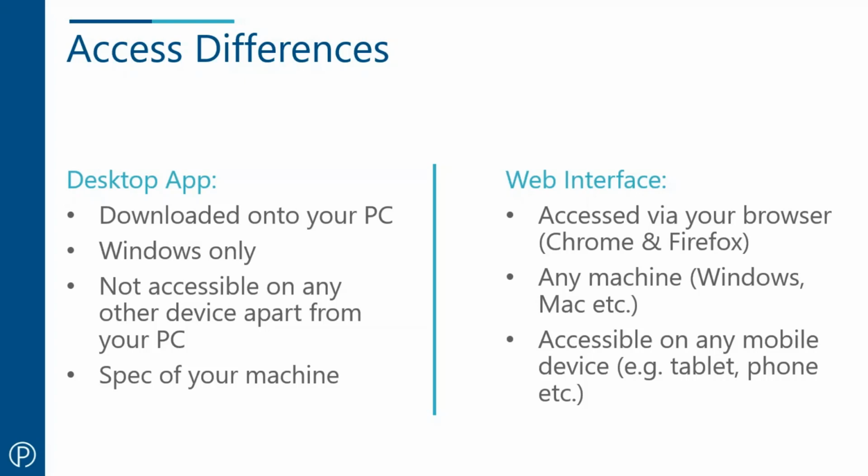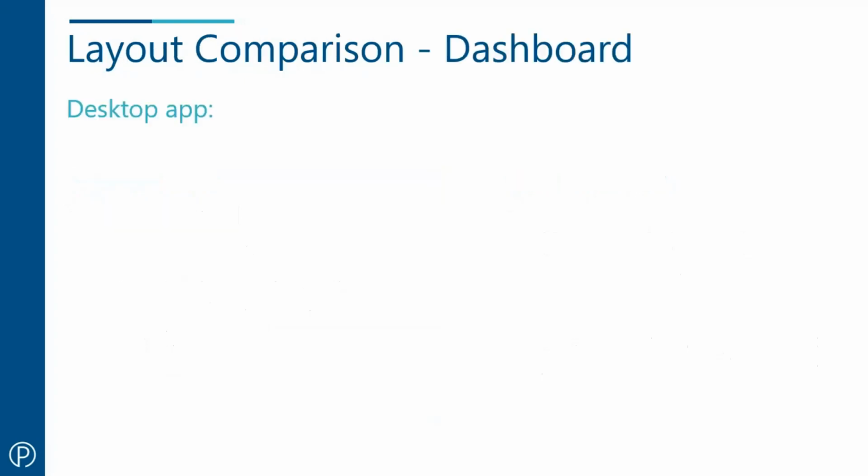So they're the kind of differences in terms of how you access each one. One is downloaded to your PC, and one you just go to your browser and type in crm.prospect365.com, and that's how you get to it. So they're the differences there.